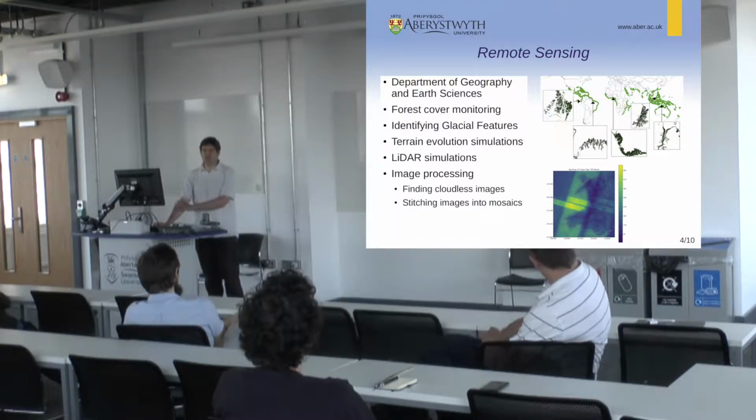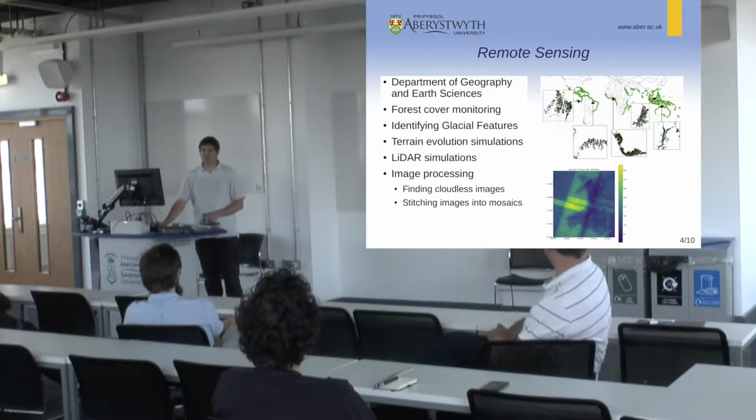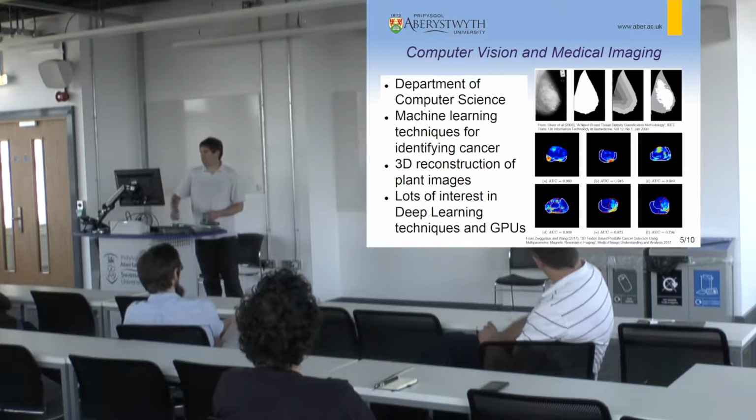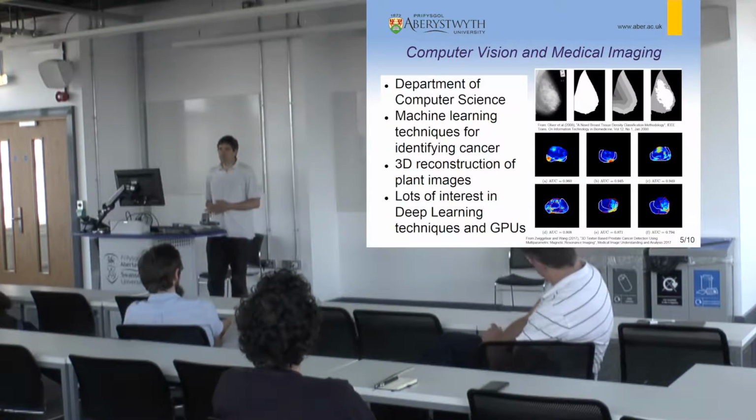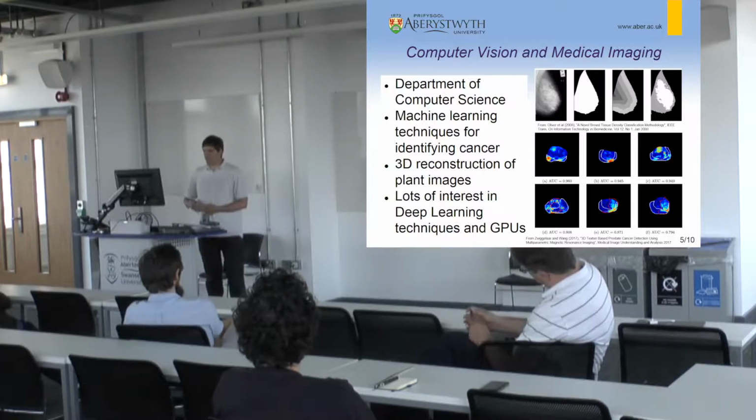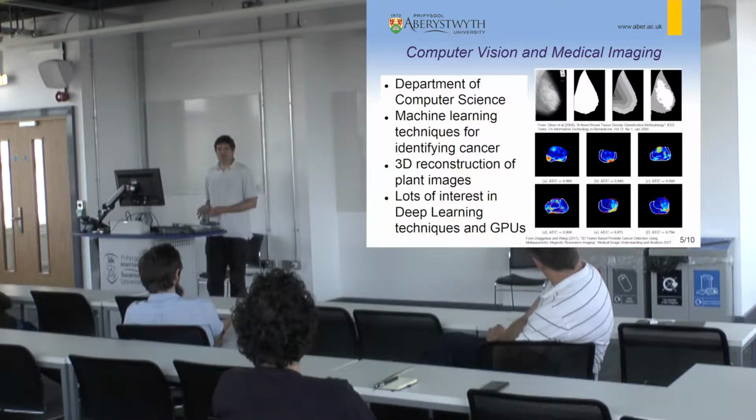And they're also getting into drone imagery and much higher resolutions and trying to process that, stitch those together, and extract features from them. The computer vision group in computer science do a lot of medical imaging work, looking at X-ray images or MRI images from people with cancer. So they've done a lot of work on breast cancer and on prostate, trying to automatically identify it. They're very keen to get onto the new GPU systems when they come online and apply some deep learning techniques to them.